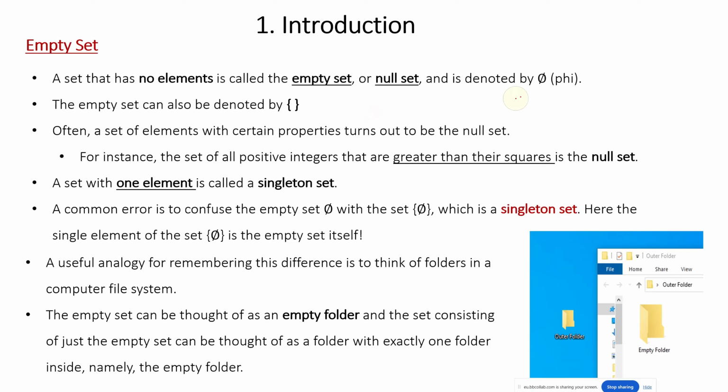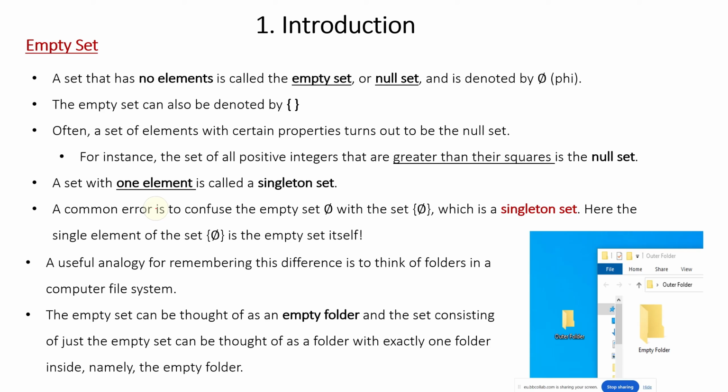Now the empty set is a set that has nothing in it. It's also represented using this, which means this is a set that has nothing. An empty folder is like a set with nothing in it. So that's basically what this example is trying to explain.